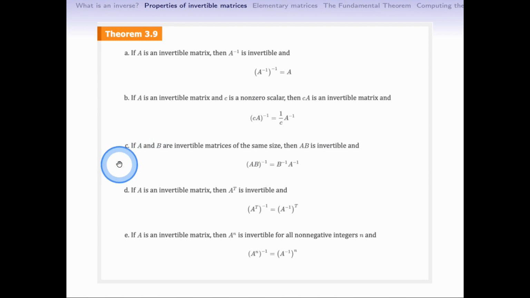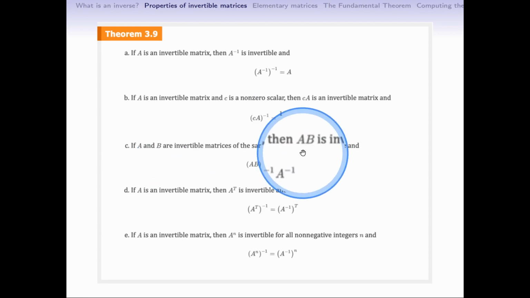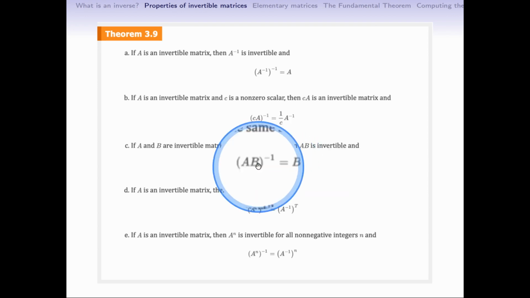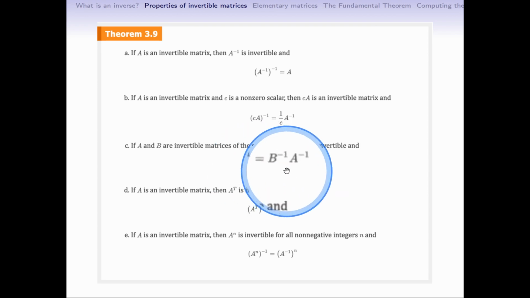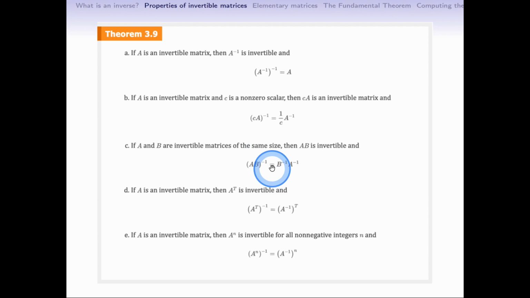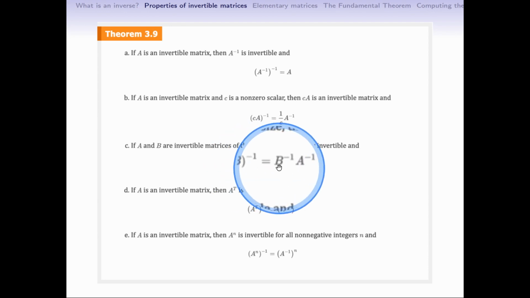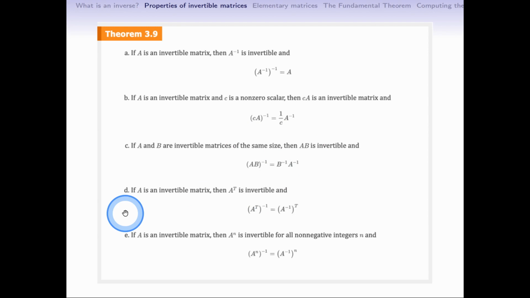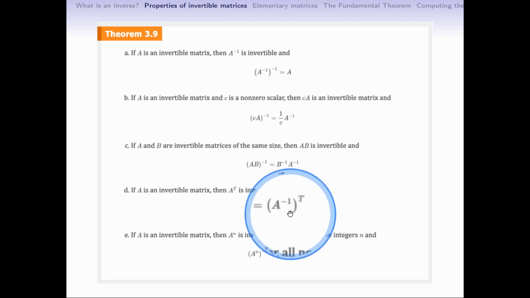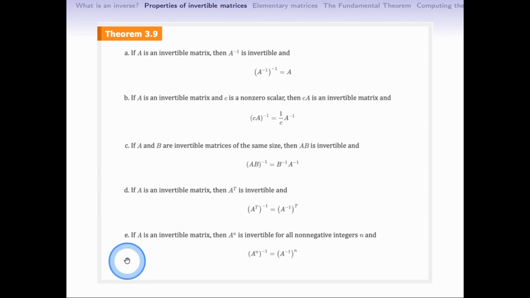Let's take a look at property C, a very important property. It says if A and B are invertible matrices of the same size, then their product A times B is also an invertible matrix, and the inverse of A times B is simply the product of their inverses, very importantly, taken in reverse order. So the inverse of A times B is B inverse times A inverse. If A is an invertible matrix, then its transpose is invertible as well. And in fact, the inverse of the transpose is the same as the transpose of the inverse. That's property D.